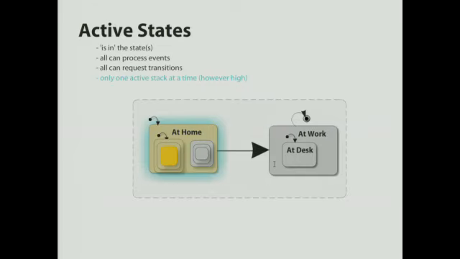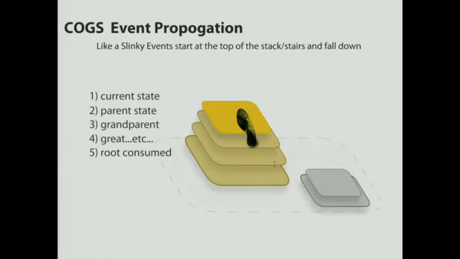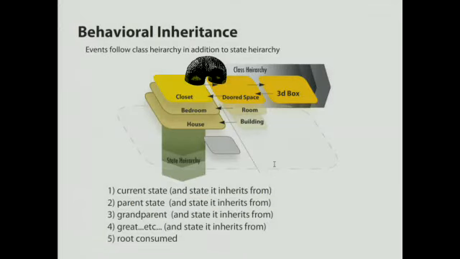This can be true for however high, and you can even have nested states. As I mentioned, there's a current state which overrides the parent's behavior. Events inside of Cogs are very similar to a slinky. They start from the top state, and they work their way down until the root state. At any point in time, they have a chance to be consumed. In addition, we have behavioral inheritance. They can walk down that state, but they also walk up and down the class hierarchy. So, for example, we have a closet, which extends from doored space, which extends from 3D box.